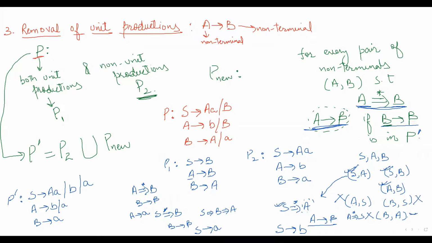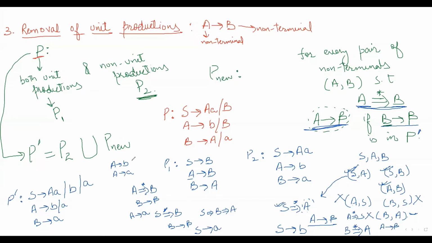B gives A. You can see that this is possible. B gives A using one or more steps. Here in P1, you can see B gives A. Okay, so B is generating A. So that means now I have to check, is there any production of this format in P dash? Okay, so is there any production in P dash? Yes, there are two such productions. One is A gives B and another is A gives A.